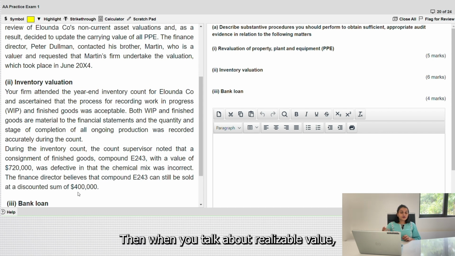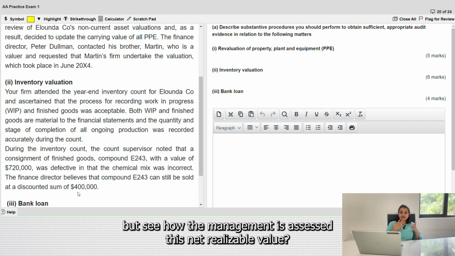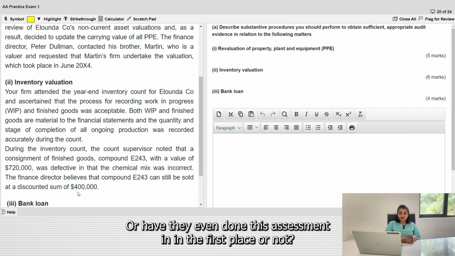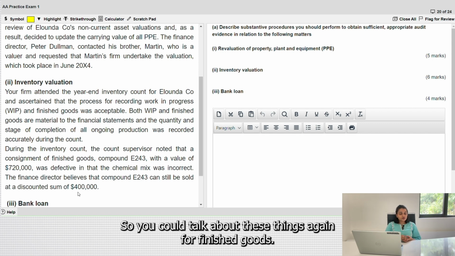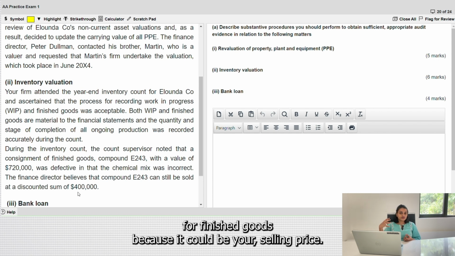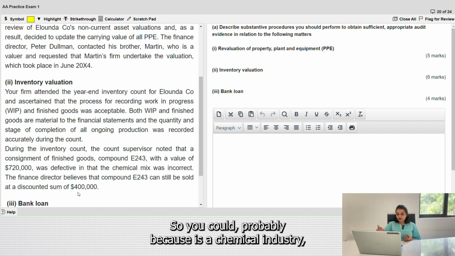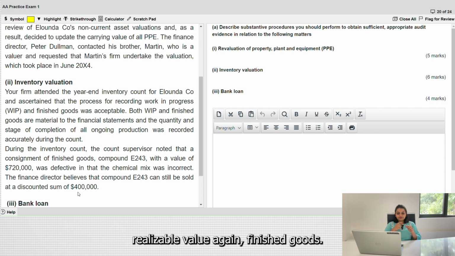Then when you talk about net realizable value, it gets a little challenging to get the net realizable value of WIP, but see how the management has assessed this net realizable value, or have they even done this assessment in the first place or no. So you could talk about these things. Again, for finished goods, determining the net realizable value is pretty simple, because it will be your selling price. Because this is a chemical industry, they might have some rate list or somewhere where you can get your net realizable value.